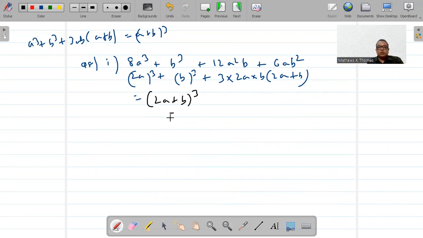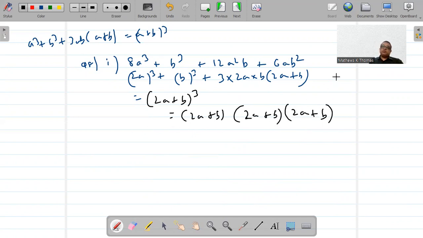Now 2a plus b whole cube means 2a plus b, 2a plus b, 2a plus b, right? Written 3 times. So my answer will be 2a plus b, 2a plus b, 2a plus b. Similarly, now we have to do the negative one. 8a cube minus b cube minus 12a square b plus 6ab square. Now there are negative terms.